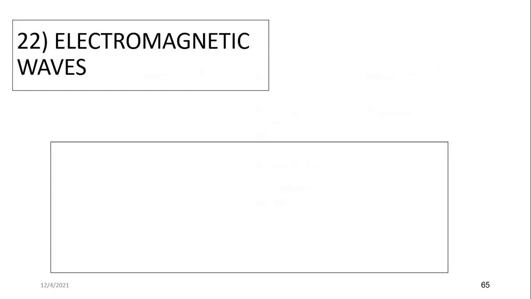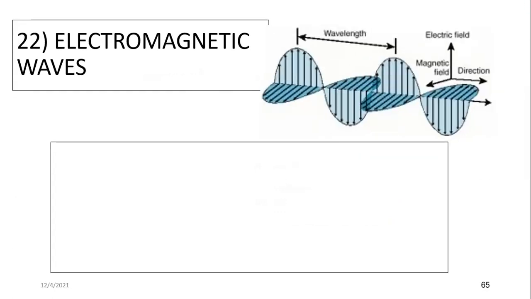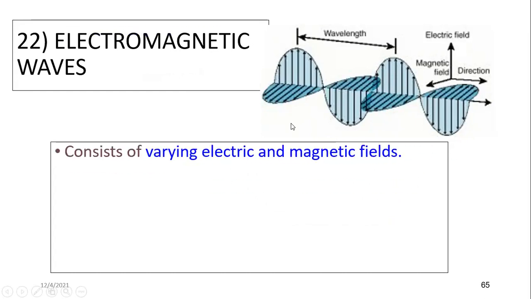Okay, electromagnetic waves. That's how an electromagnetic wave looks. That's the direction of motion, direction of travel, and the direction of the electric field, moving up and down, oscillating up and down. The direction of the magnetic field is perpendicular to each, at the same frequency. So it consists of varying electric and magnetic fields. That's the electric field. That's the magnetic field.